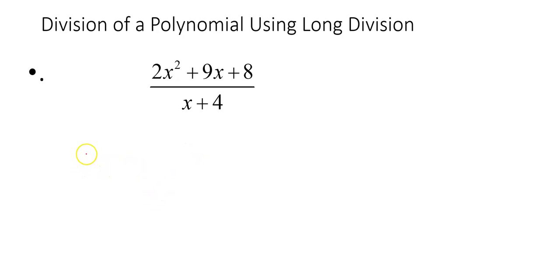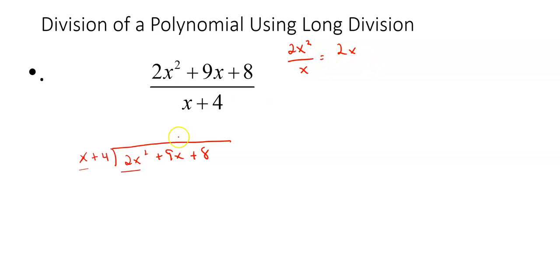So I'll put the x plus 4 on the outside, 2x squared plus 9x plus 8 on the inside. So we start with the leading terms to divide them. So we take 2x squared, divide it by x, and that gives us 2x. So where do we put it? Not over the x squared term, over the x term, because that'll help us to know when to stop. 2x times x is 2x squared. That's good. 2x times 4 is 8x.